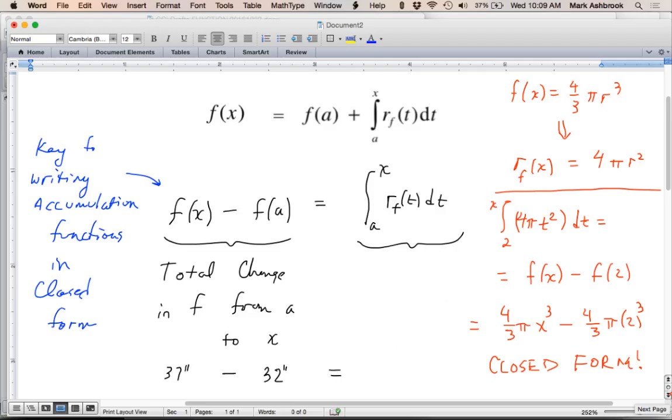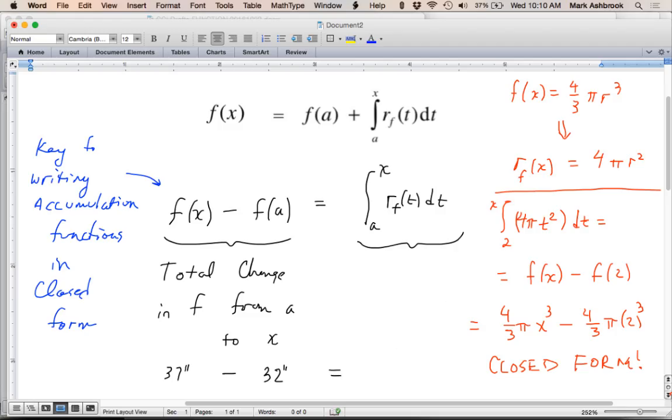Closed form. Did you catch it? See what happened? So before we started the reverse process, we were stuck here. We were dead. We knew what it meant. We knew it was the accumulated changes from 2 to x when the rate was 4 pi t squared, but we couldn't get a closed form.